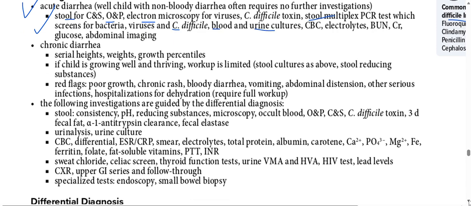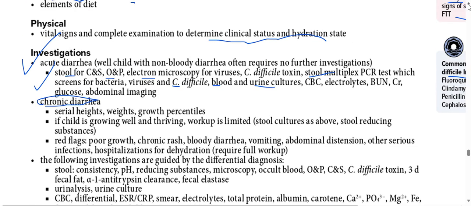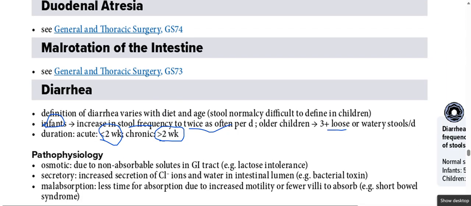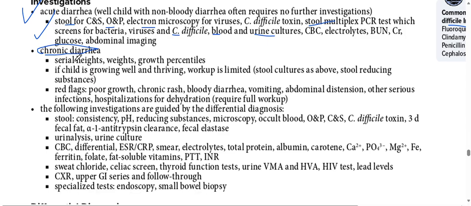But for chronic diarrhea, which stays more than 2 weeks, what investigations do we need to do in such children? Am I right, is it 2 weeks? Yes. If it stays more than 2 weeks, then it's called chronic diarrhea. We need to monitor height, weight, and growth on specific charts called growth charts.